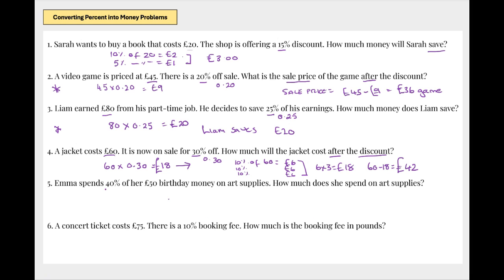She spends a percentage of her £50 birthday money on art supplies, and they're asking how much does she spend. So we're going to do 10% of 50, which equals 5. Then 40% is going to be 5 times 4, which equals 20. So the answer is £20.